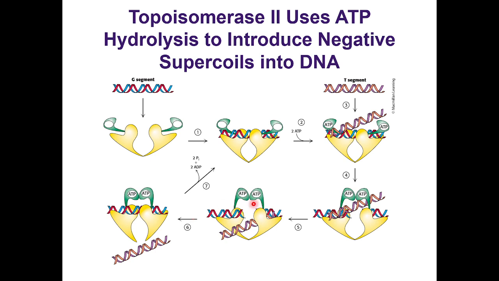Now what's going to happen next is it's going to ligate together the G segment. It releases the T segment, and it releases its ATPs. And that right there is going to leave us in this form right here where it's still bound to the G segment. Now note that it could keep doing this, right? This actually is a cycle. We will be gaining one supercoil each time.